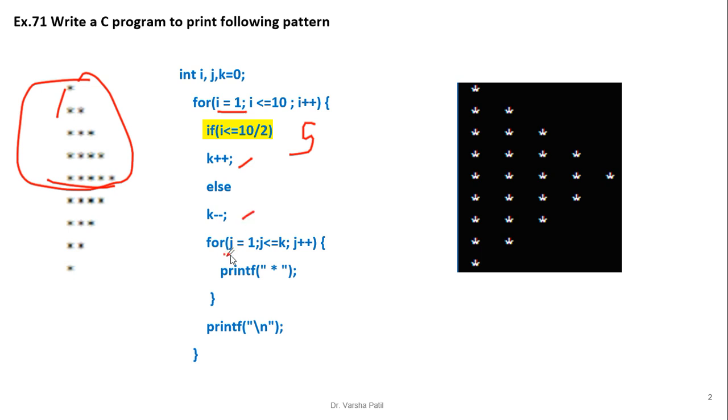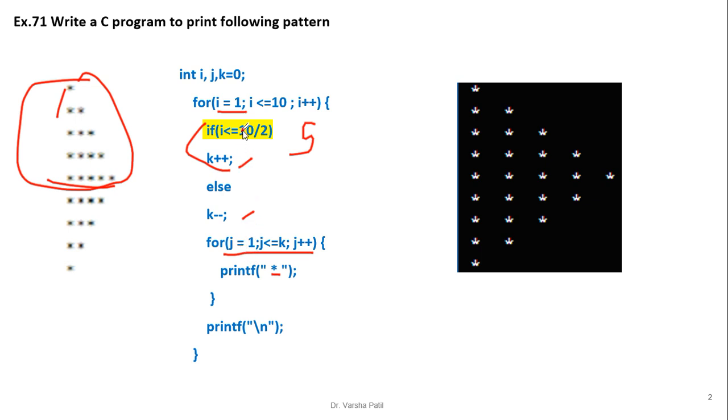Now this loop will continue for j equal to 1, j is less than or equal to k, j plus plus. Now I will explain. Initially when i is equal to 1, this if condition is satisfied. k is initially 0, now it becomes 1. This loop will execute 1 time because we want only 1 star. For j equal to 1, j is less than or equal to k, j plus plus, it will print 1 star. After that it will take i equal to 2. This condition is satisfied, k plus plus, now k is 2. This loop will iterate 2 times.